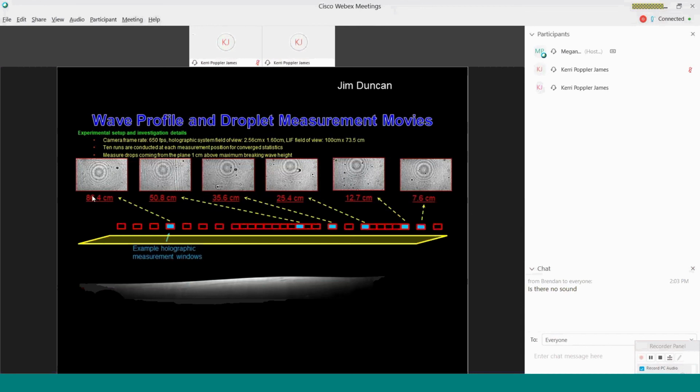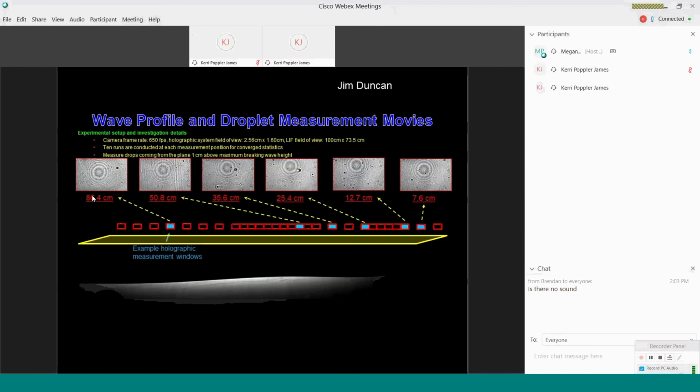When people make climate models or weather models or storm tracker models, they have to consider this. It's one of the big energy sources for storms, for instance. And so we were doing some research on how breaking waves generate droplets.